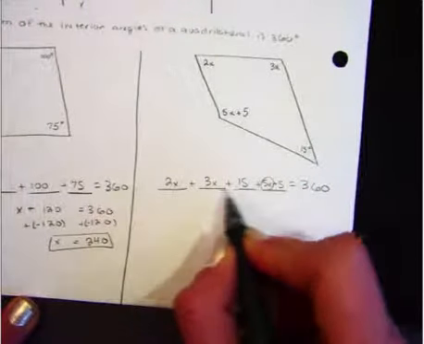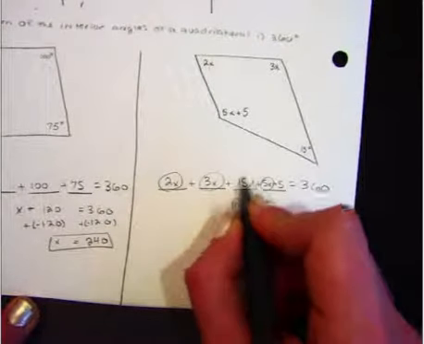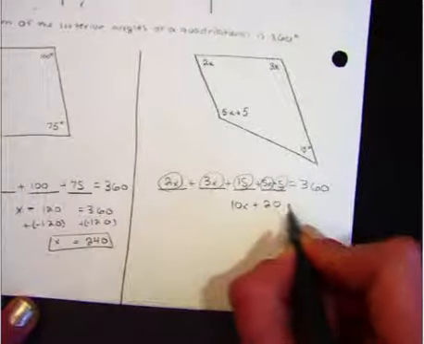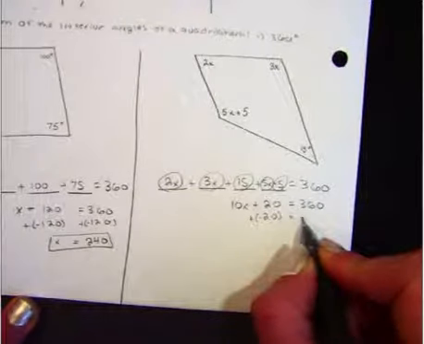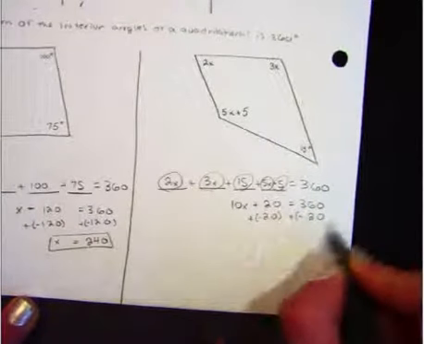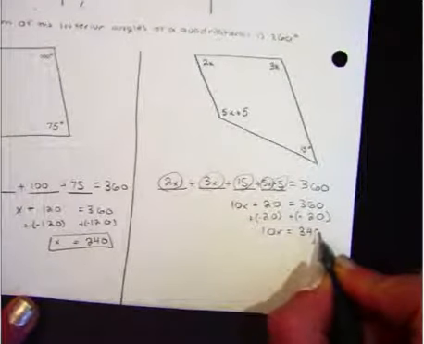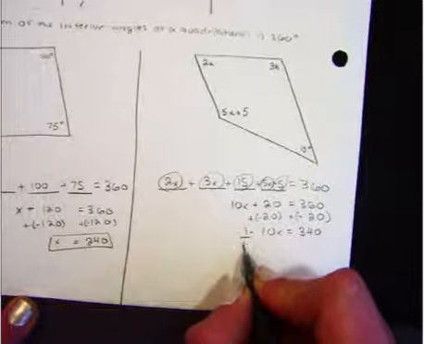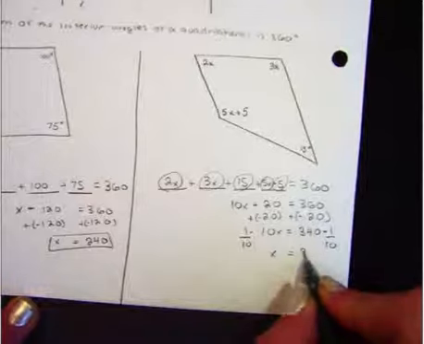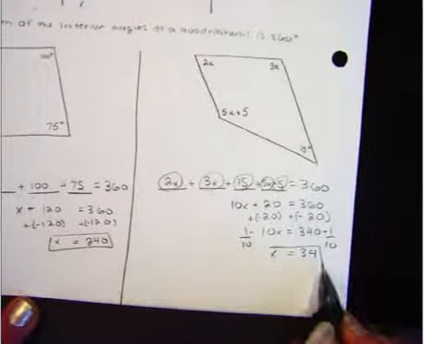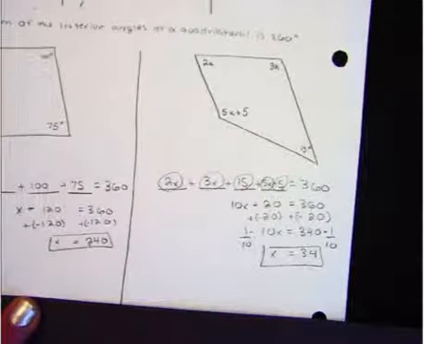Combine like terms. 5x plus 3x plus 2x is 10x. 15 plus 5 is 20. Add the opposite of the addend. 10x is equal to 340. Multiply by the reciprocal of the coefficient. 1x is equal to 34. And if again I were to plug x into each expression, I would be able to figure out what the value of each angle is.